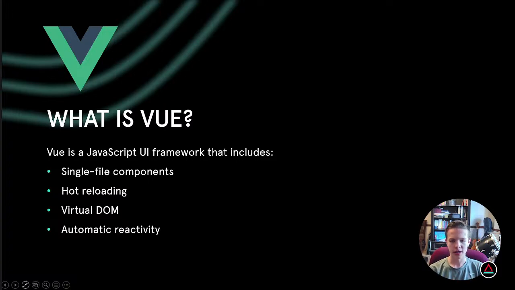Virtual DOM is a separate DOM structure from the actual browser's DOM. That stands for Document Object Model, by the way. And then we have automatic reactivity, which means if you change a variable in your JavaScript, that variable will update in your markup.